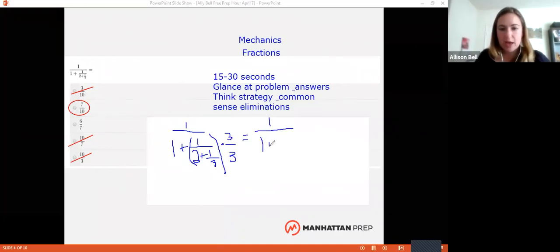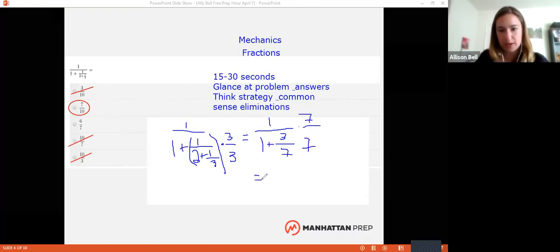But I end up with 1 + 3 over, and then I see I'm going to distribute this 3 to get 6 + 1. So in my head, I can say, okay, that's going to be 7. And now I have to get rid of a 7 in the denominator. So I can do that same move with the entire fraction.